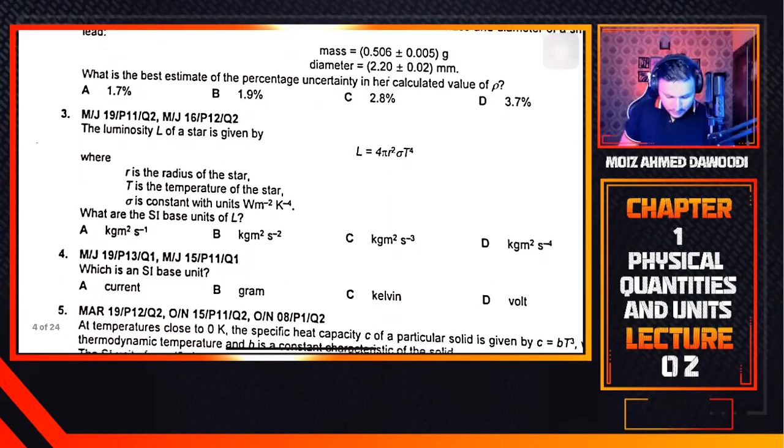Now, the luminosity of a star is given by L.